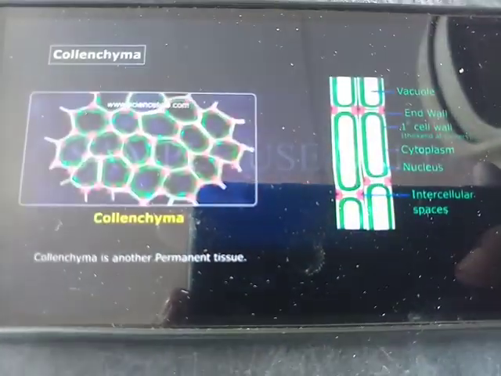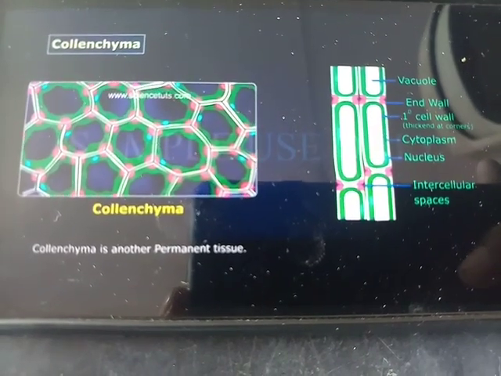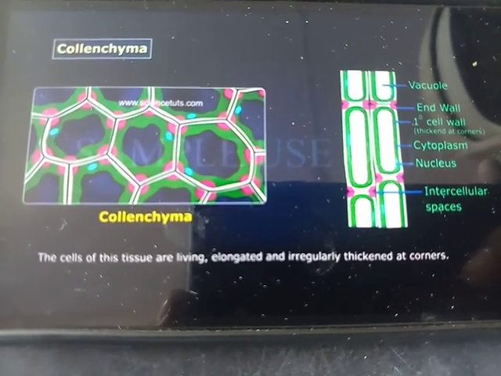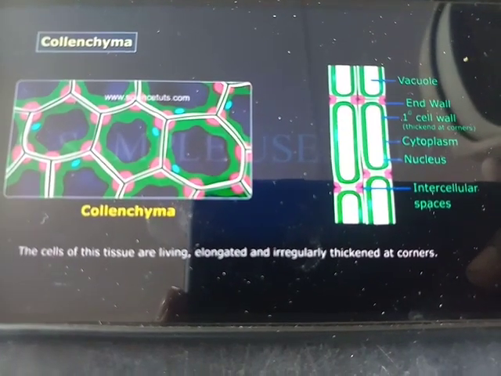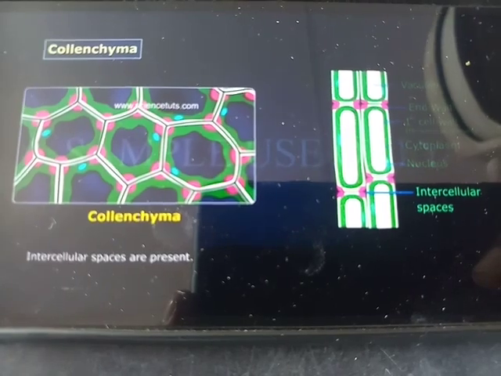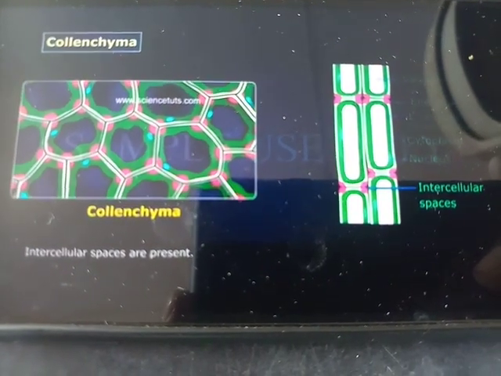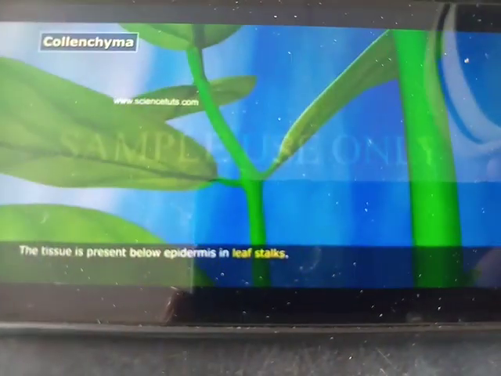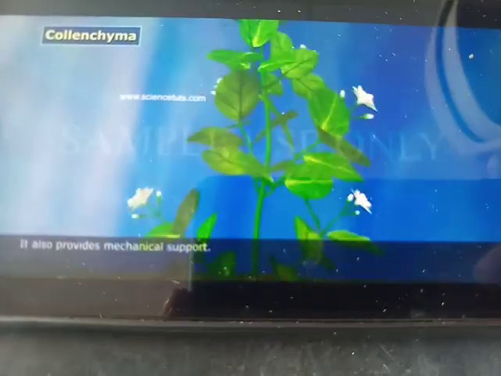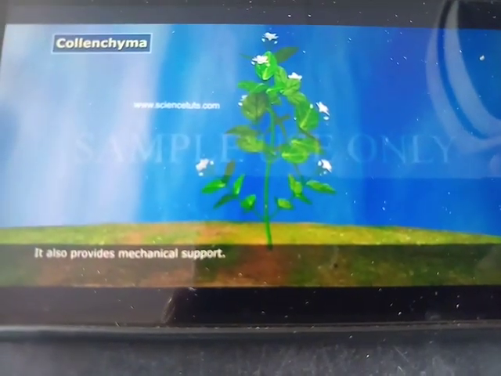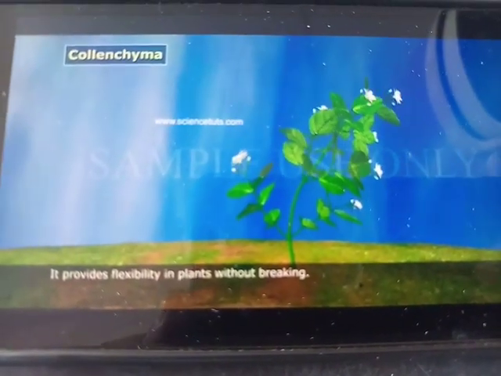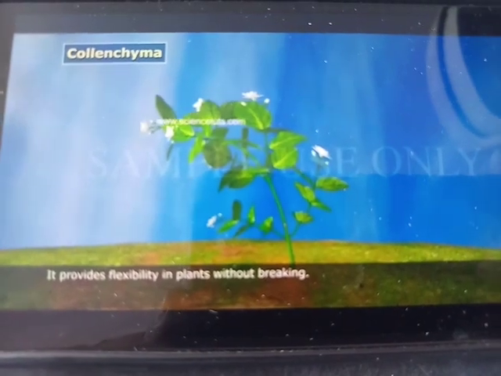Then collenchyma. Collenchyma is another permanent tissue. The cells of this tissue are living, elongated and irregularly thickened at the corners. Intercellular spaces are present. The tissue is present below the epidermis in leaf stalks. It also provides mechanical support. It provides flexibility in plants without breaking.